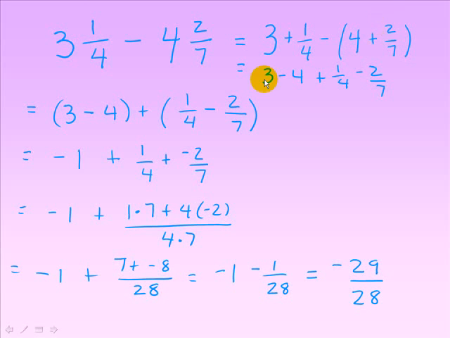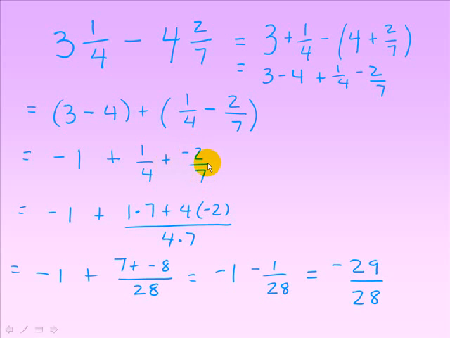And here I've just mixed my whole numbers together and put my fractional parts together. So it's 3 take away 4 plus 1/4 minus 2/7. But, and that's what I have here on this line, you notice that 3 take away 4 is a -1, and we rewrite the 1/4 minus 2/7 as 1/4 plus a -2 over 7, because you can always treat subtraction as plus a negative number.